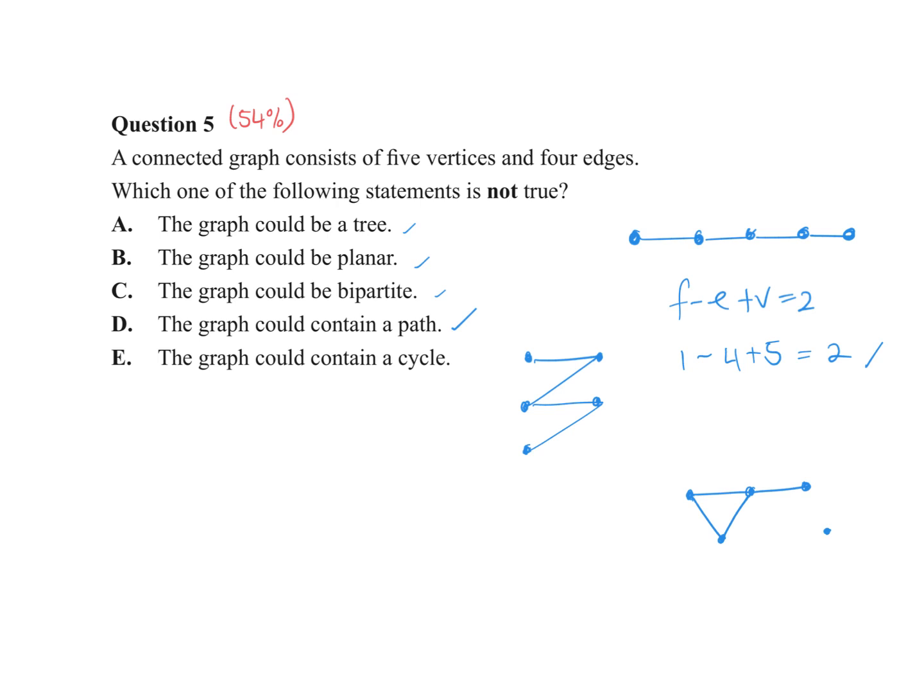And so you'll see you can't get a cycle because you just can't float right back. You don't have enough edges. So this one is incorrect. The graph can contain a cycle. It can't contain a cycle. Every time I draw a cycle, I run out of edges and I end up with an isolated edge.